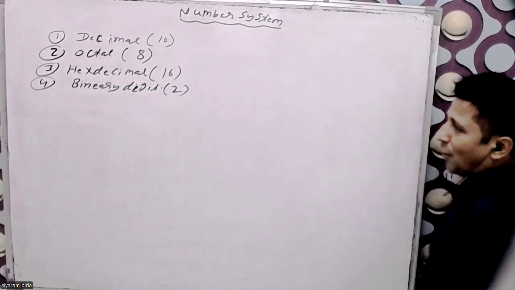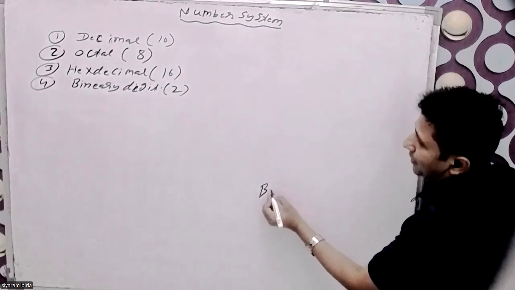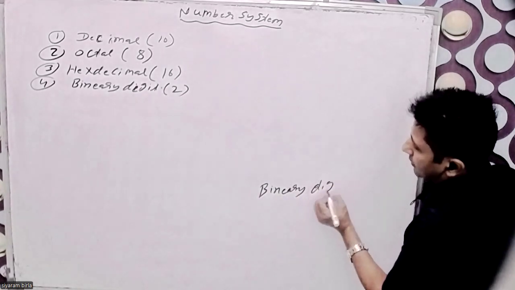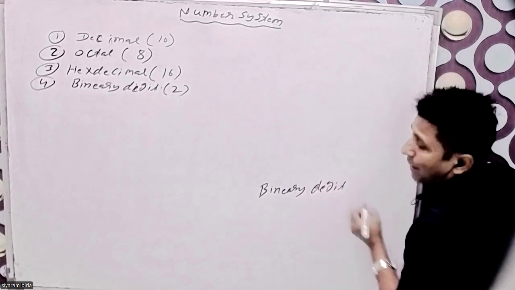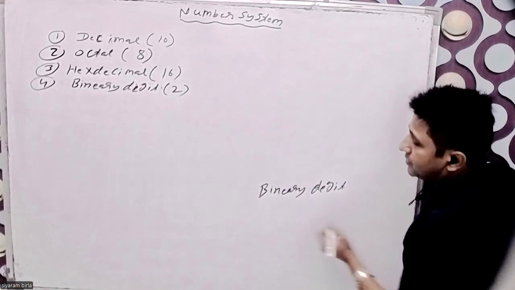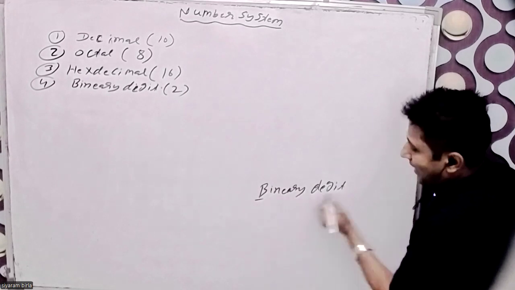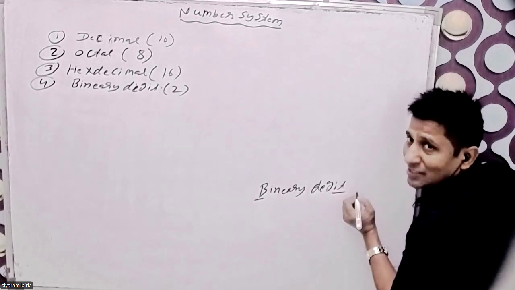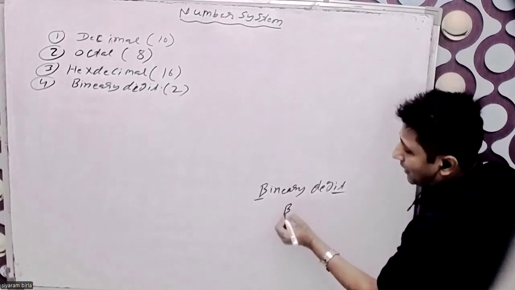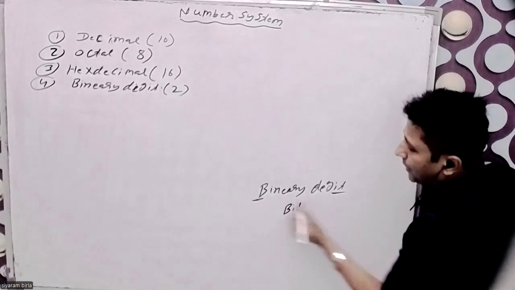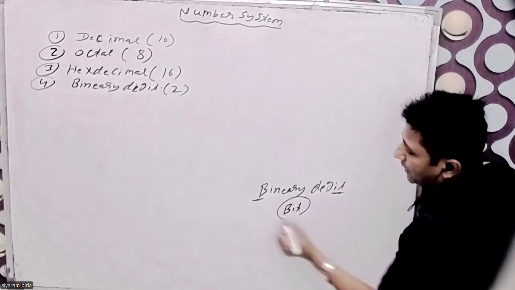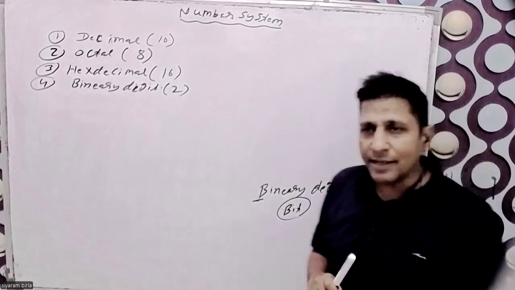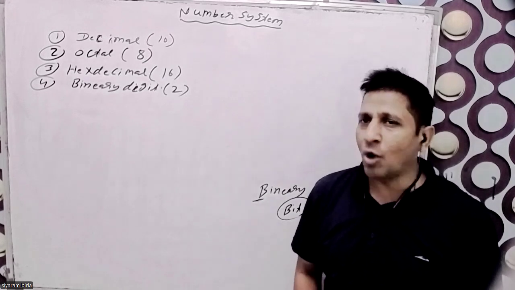What is the full form of binary? This is the full form of binary digit. In shortcut, its name is the B, the first letter, and it, the last letters. So in shortcut, binary digit is called the bit. So I will explain you about the bit.